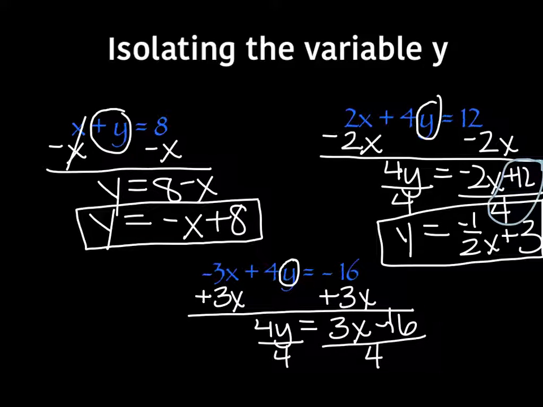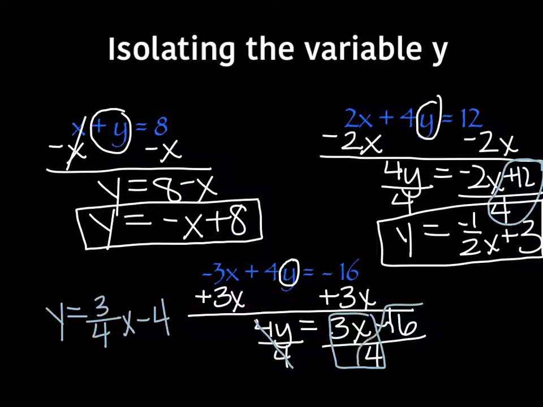And I'm going to move over to the side and show you that I would have y on the left, and then I would have 3/4 x minus 4, because first I would simplify this part of the fraction, and then I would simplify that part of the fraction. So my final equation with y isolated would be y is equal to 3/4 x minus 4.